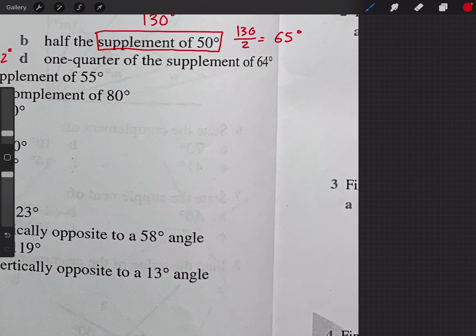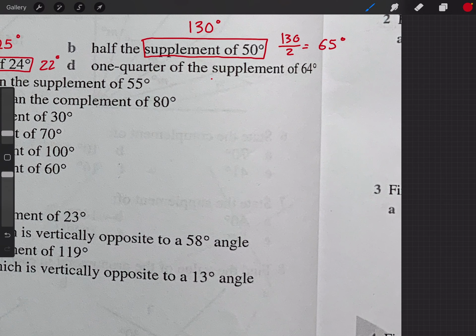Question D, 1/4 of the supplement of 64. Now supplement of 64 is what angle adds with 64 to give me 180. So we do 180 take away 64. And this will be a 6, this will be a 7, this will be a 1, and so this will be 116. So 116 degrees.